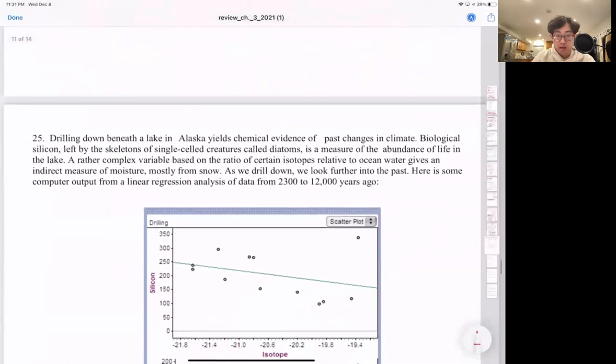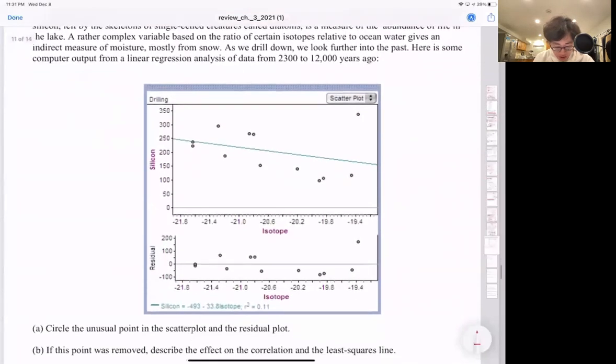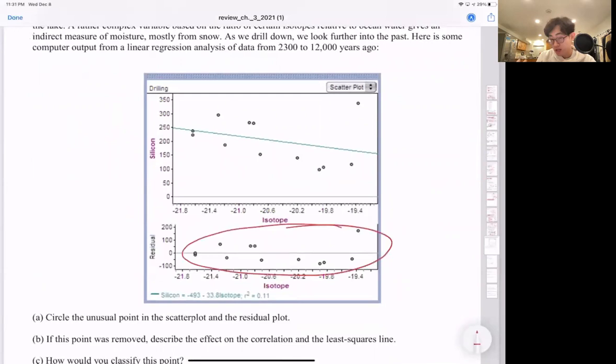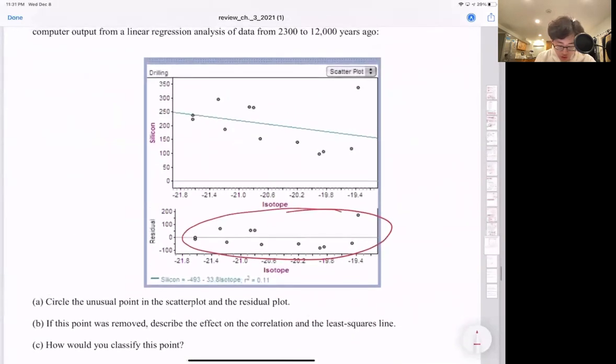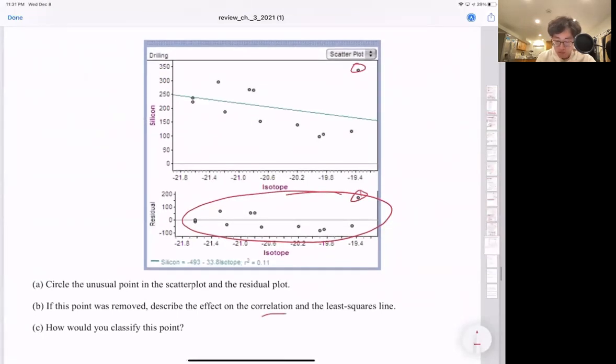All right, moving on. So 25, we have, again, residuals. Now, this is much more like it. There's a randomness there. Circle the unusual point in the scatter plot, obviously this one, and in the residual plot, which is this. If this point was removed, describe the effect on the correlation. So if this point was removed, again, there's a large residual for that. Your correlation, therefore, will actually increase, because now your line will tilt this way, and it's going to be a much better fit with all of these dots being much closer to the line.